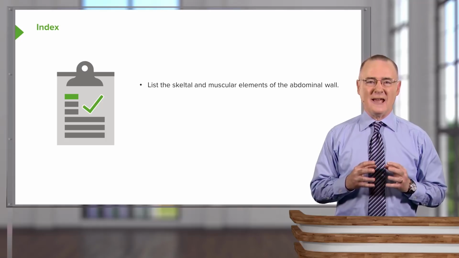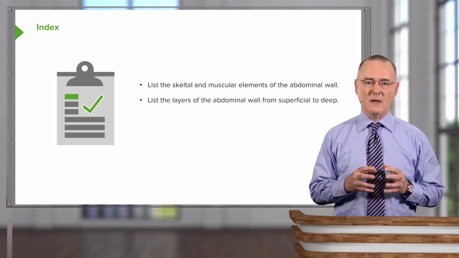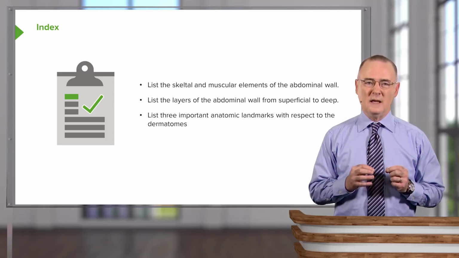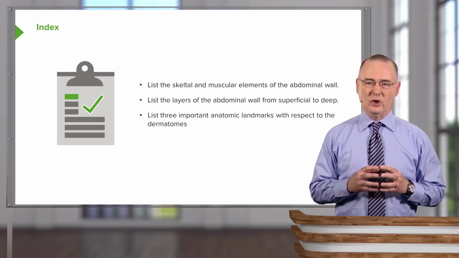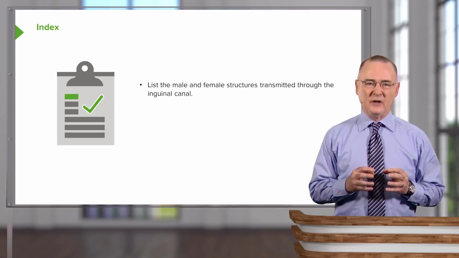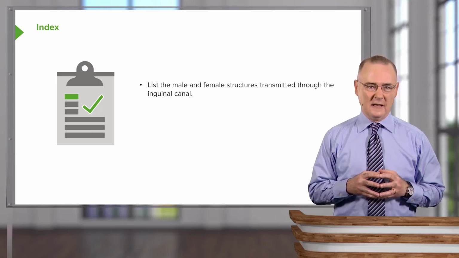List the skeletal and muscular elements of the abdominal wall. List the layers of the abdominal wall from superficial to deep. List 3 important anatomic landmarks with respect to the dermatomes. And lastly, list the male and female major structures transmitted through the Inguinal Canal.